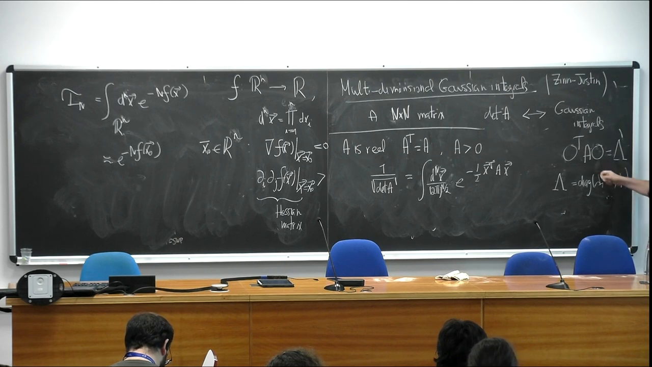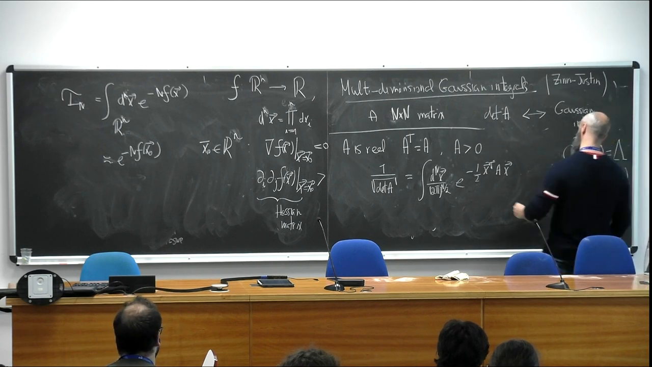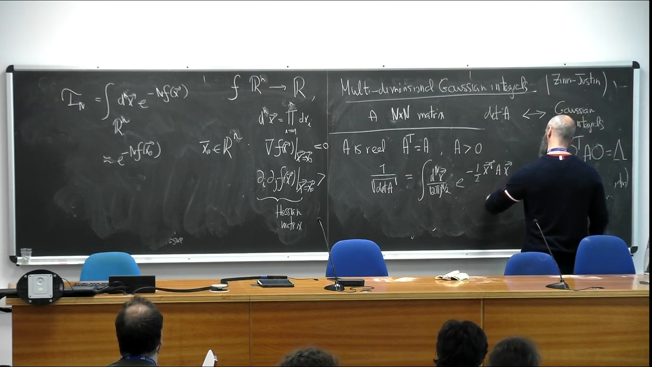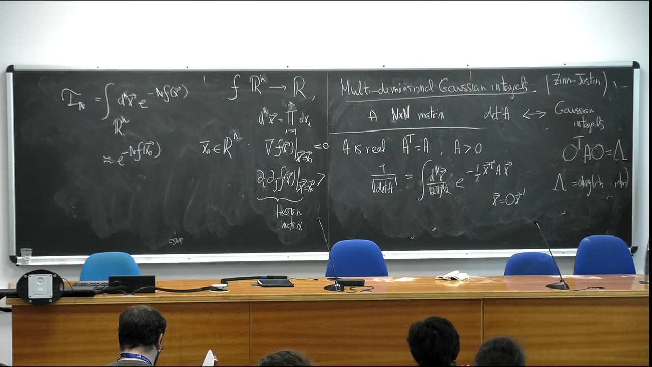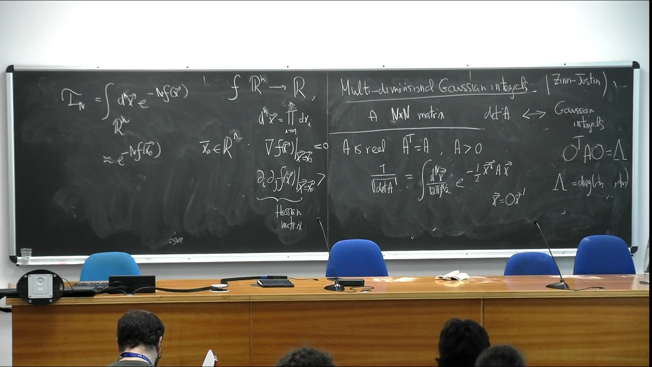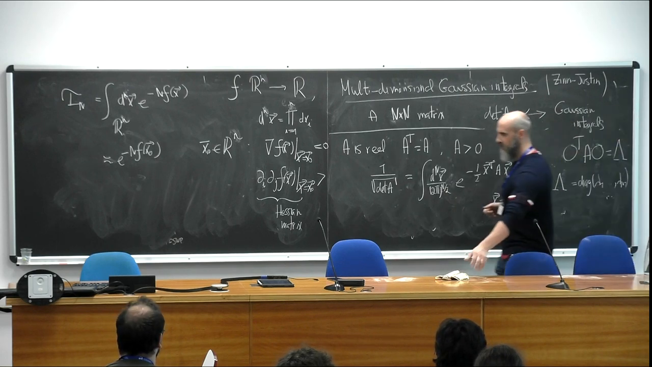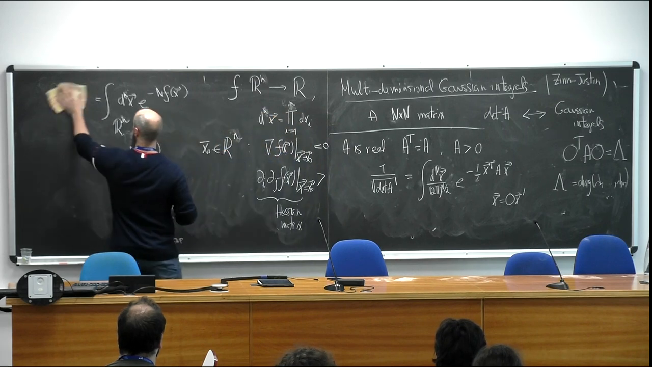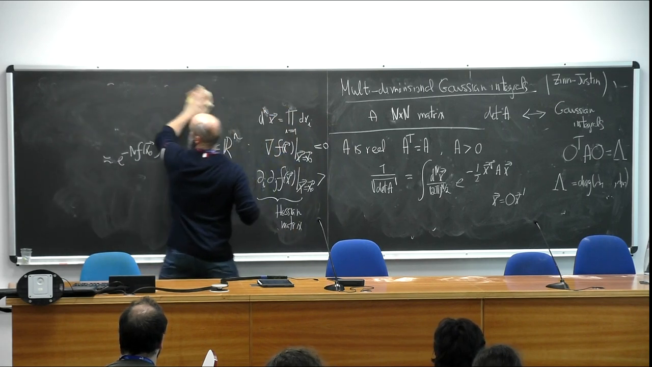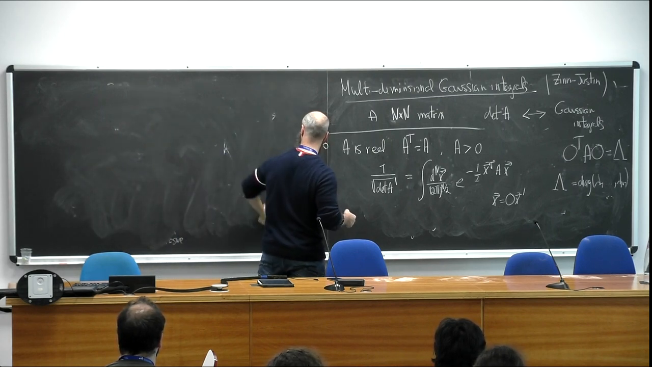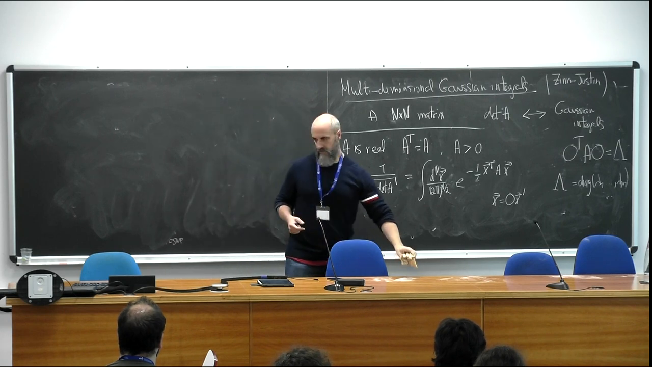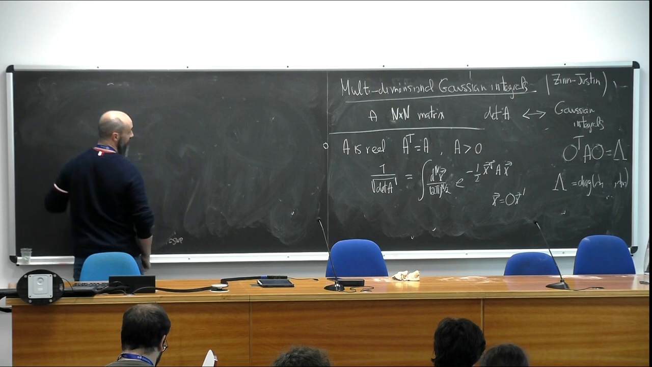And then what do I do next? I do a change of variables. So I say x is equal to O x prime. I go from x to x prime, where this O is precisely the orthogonal transformation that diagonalizes the matrix. And once I've done that, I do the change of variables. Let's do it step by step.